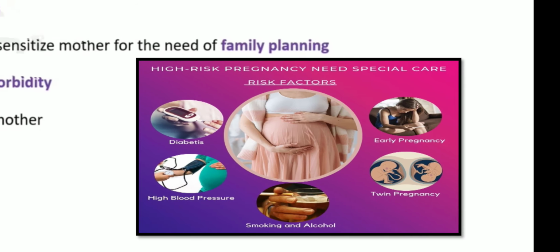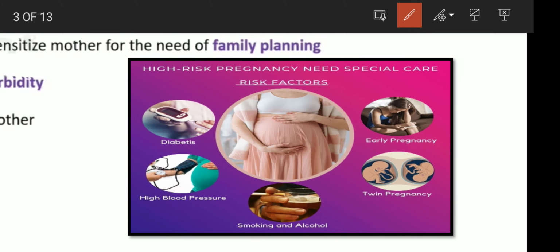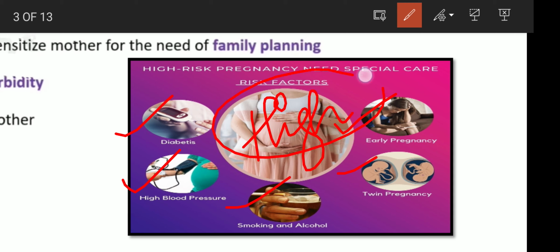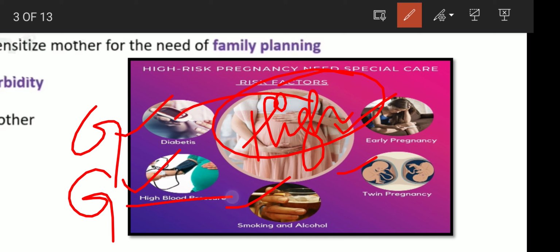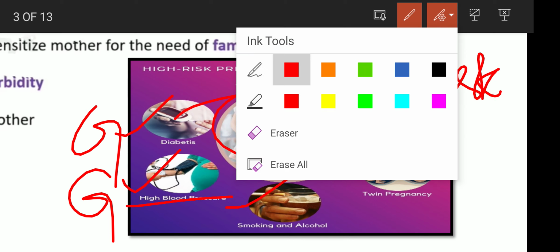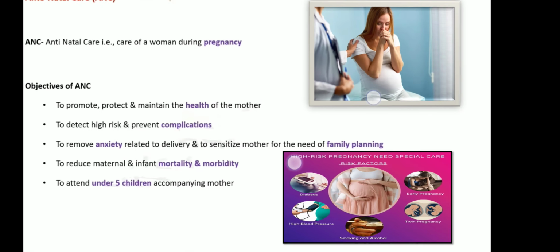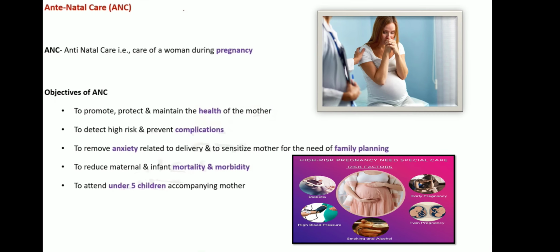High risk cases of pregnancy we'll discuss in detail in the next slide. For now, certain examples: gestational diabetes and hypertension, smoking, alcohol, twin pregnancies, early pregnancies. These are high risk pregnancies. When the mother is suffering from gestational diabetes or gestational hypertension, these are high risk cases. So we have to detect these high risk cases, foresee any complications coming and prevent them.